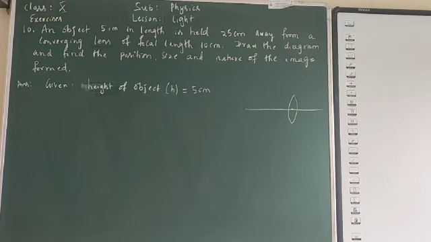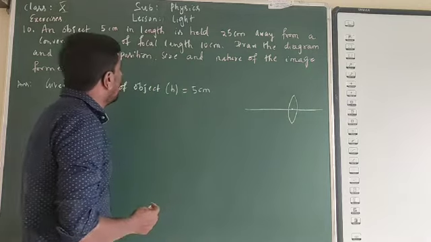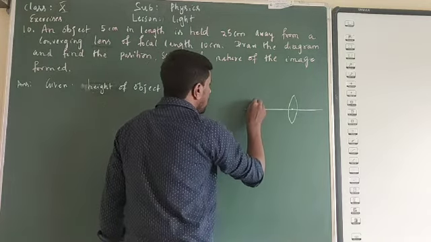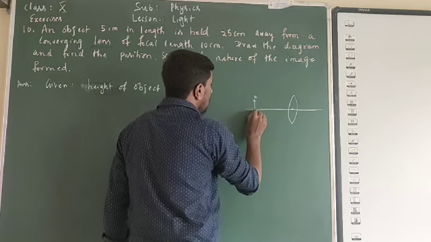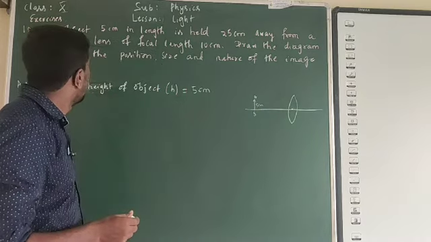So it is a converging lens, a convex lens. I'll be drawing a rough diagram. An object AB is 5 cm in length. It should be 5 cm.